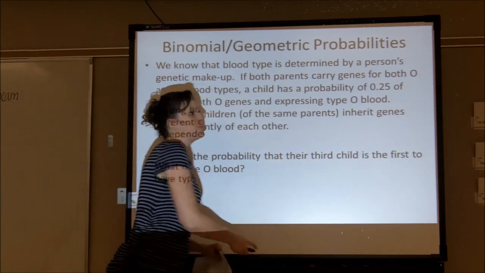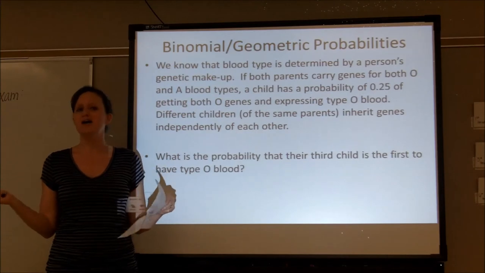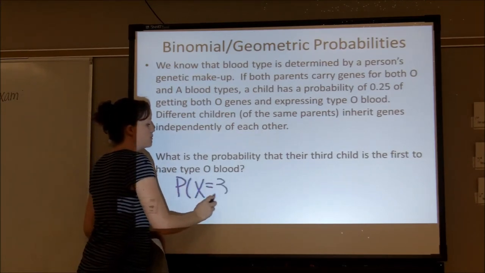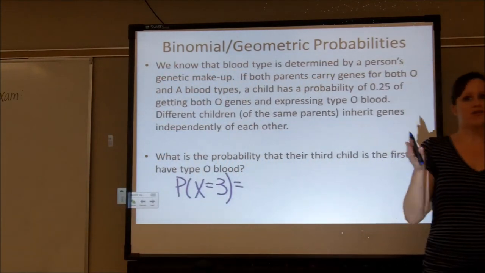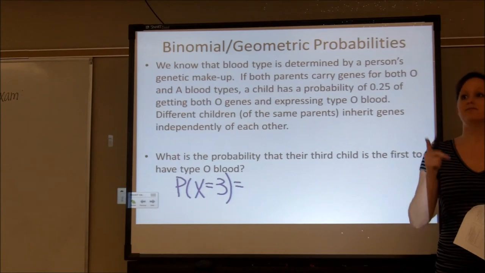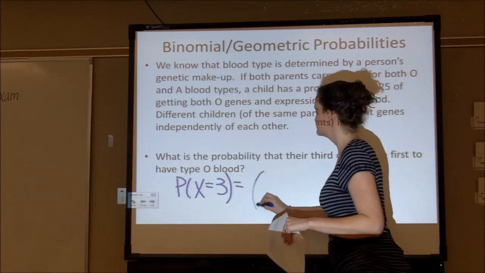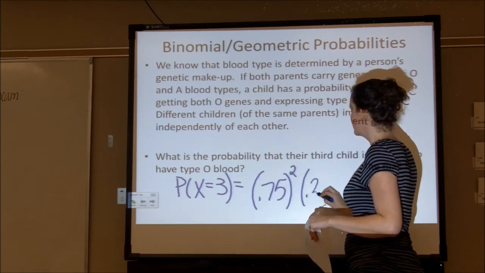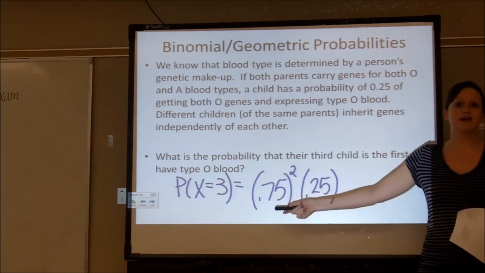Geometric is easier than binomial. We didn't spend as much time on it in class because it's easier. So I want my first success to happen on the third try. What does that mean about the first few kids? Michelle? 0.75 to the second, and then the success is 0.25 because it's the third time? Good. That's exactly it. The first couple kids are failures.